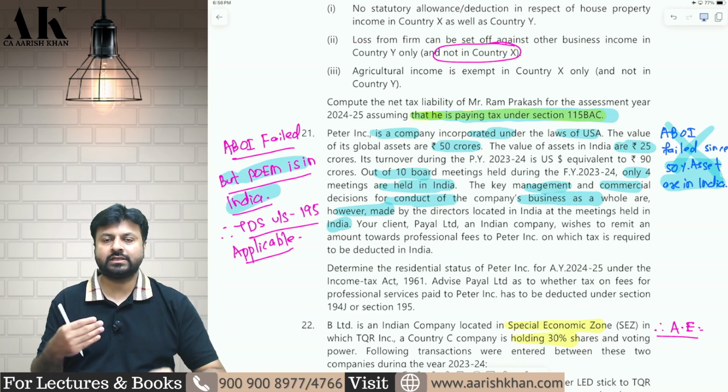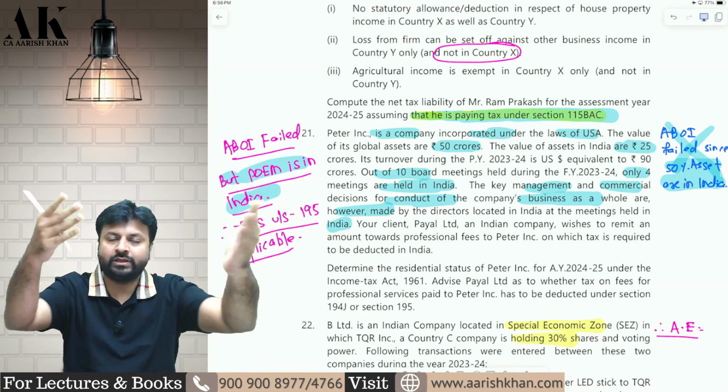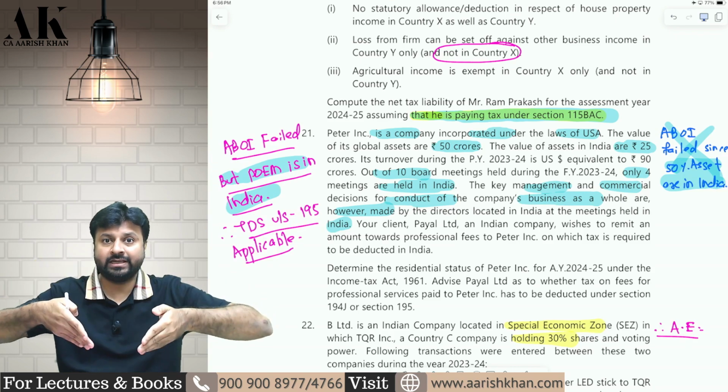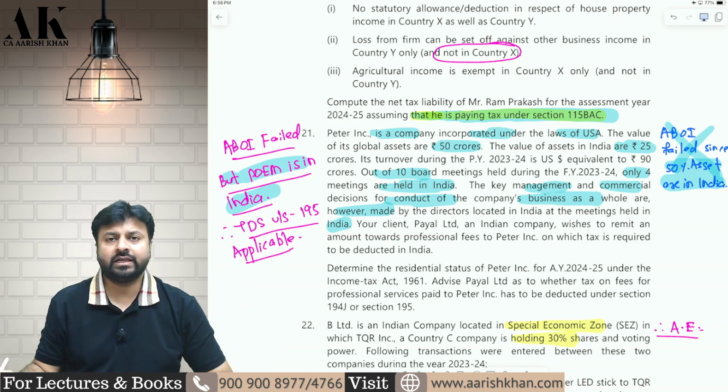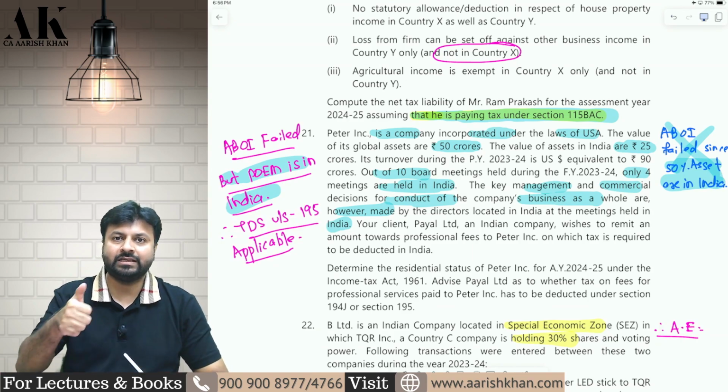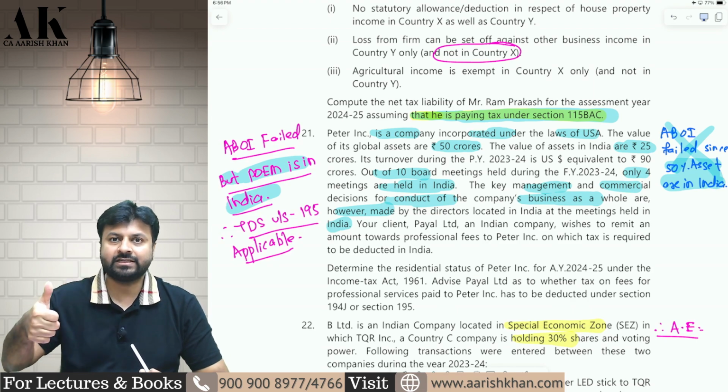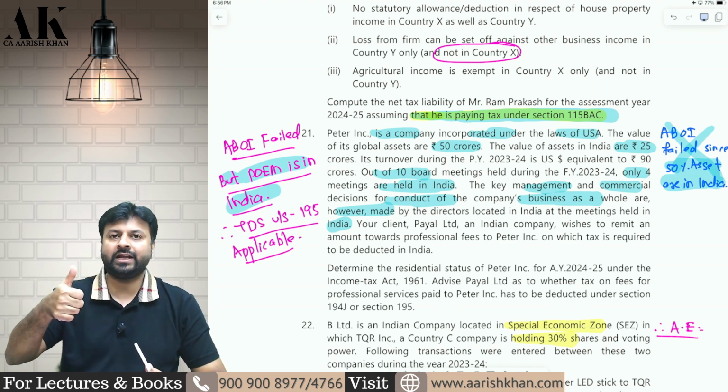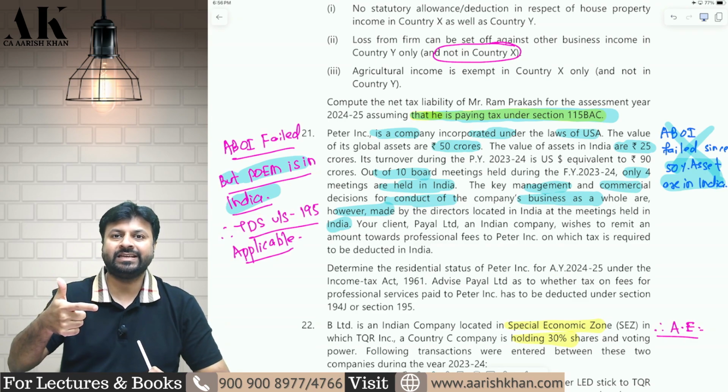Now the question is, if I pay Peter INC professional fees, then I will deduct TDS as per what? As per 194J or 195. Because Peter INC, is it a foreign company? Yes, it is a foreign company because it is incorporated outside India. At the same time, is Peter INC a resident company? Yes, it is a resident company also.